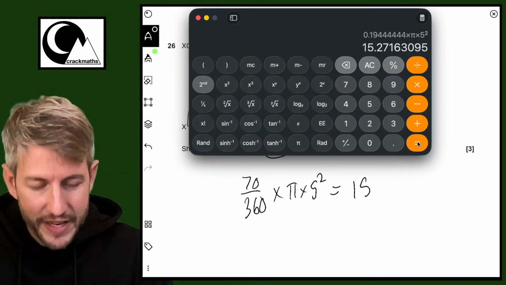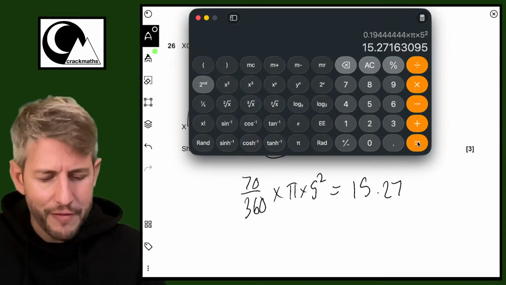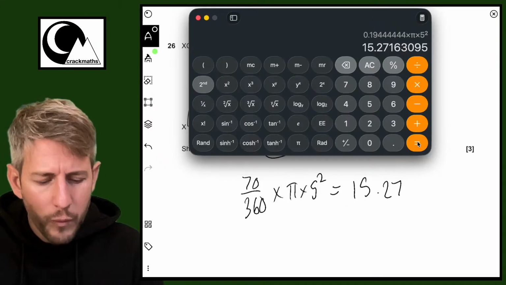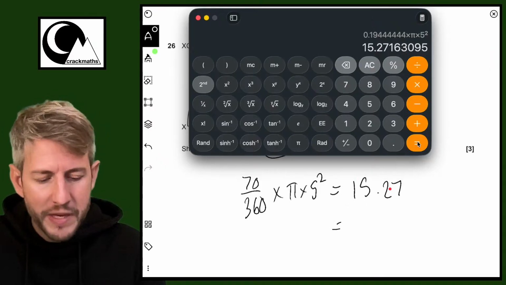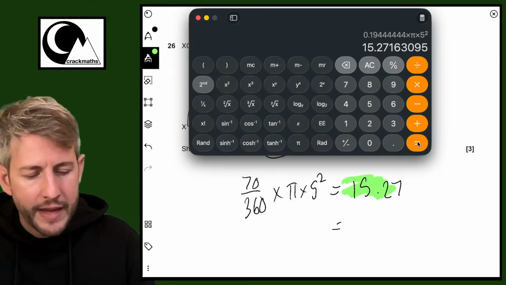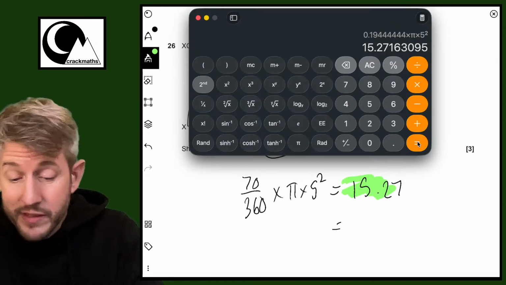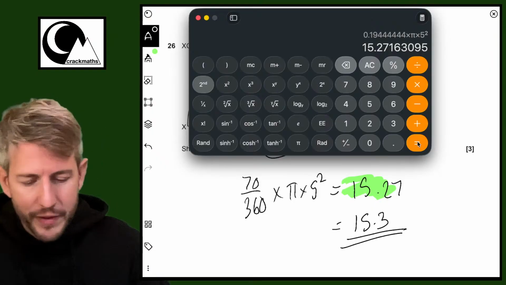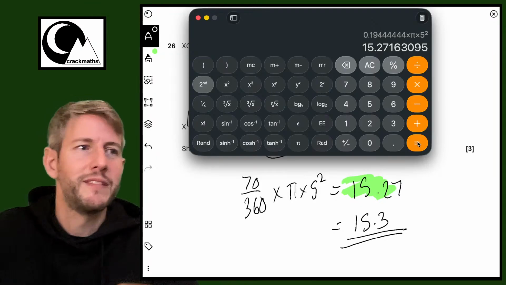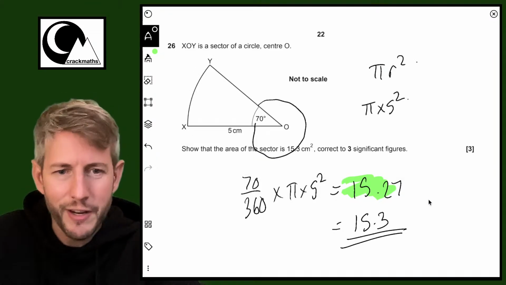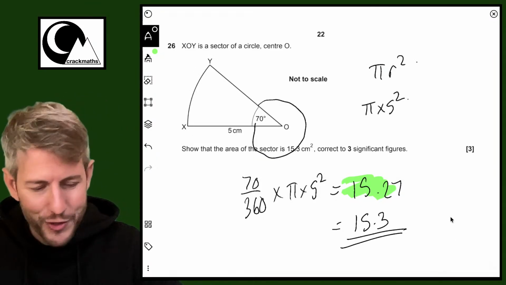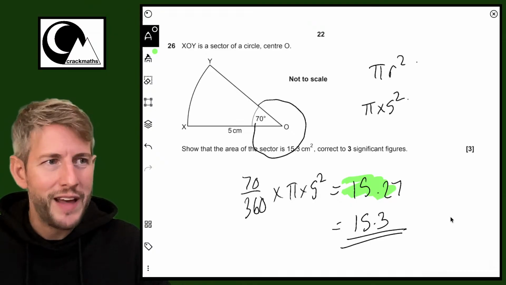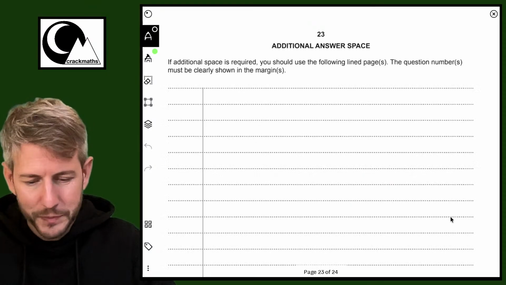So that is 15.27. And then they want it to 3 significant figures, which means 3 digits. Okay, so it's this bit here, but this is going to go to 15.3. Here we go. Oh, and therefore we've proved it. We've proved what they've asked. Okay, great. We don't need to check that because the proof is already there. They've given us the answer in the question.